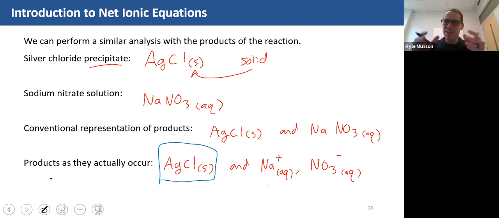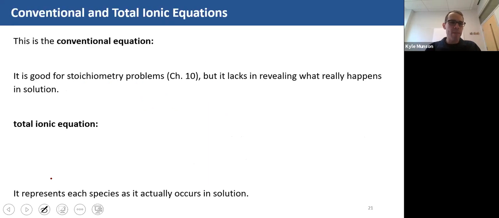It's stuck together, okay? So with aqueous things, they're dissolved in solution, so the ions break apart. For solid things, you do not break them apart into their ions, okay? So that's a key, all right? Solid things, or precipitates, stay together, okay? They're not dissolved in solution by definition, okay? So these are the products as they actually occur in the solution, okay? After the reaction. Now, let's go through it step by step.